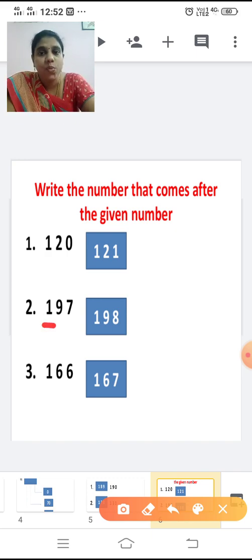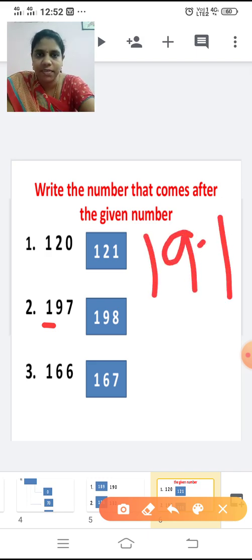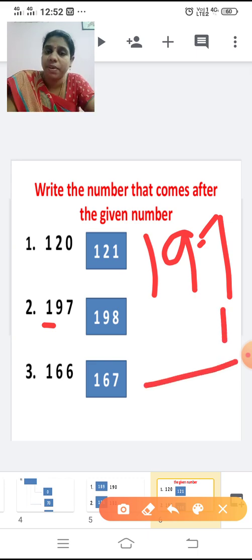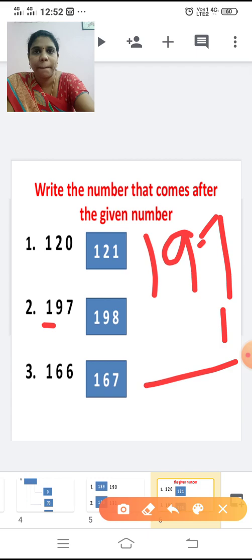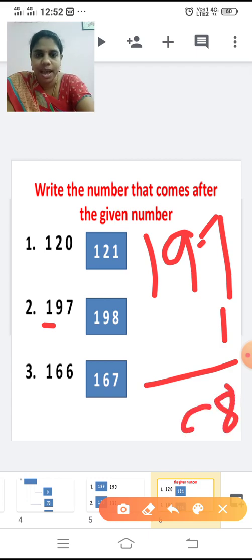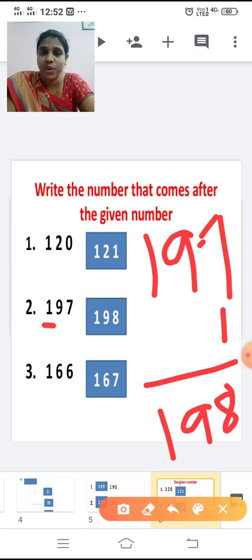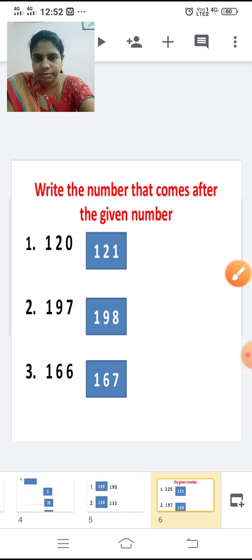Second one. 197. Now tell me, what number will come after 197? I can add 1 to the number. 7 plus 1 is 8. So 198. After 197, what number will come? 198.